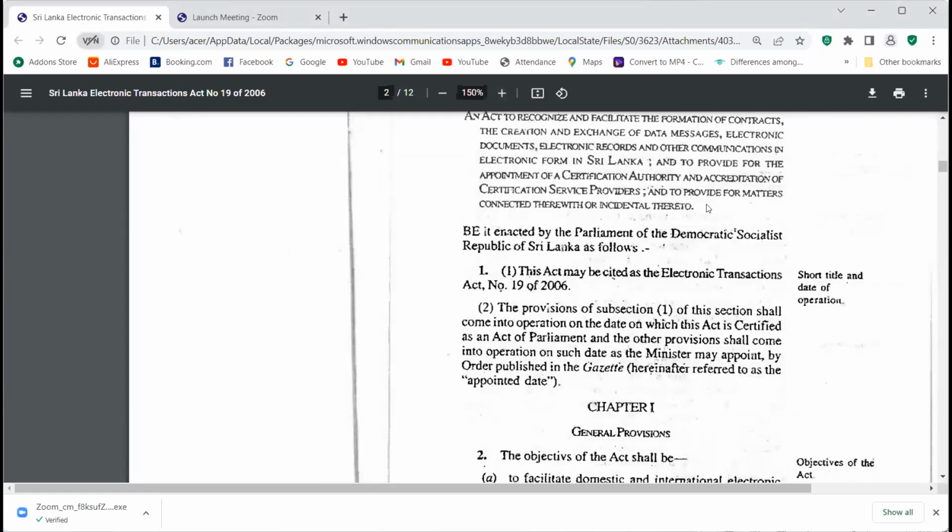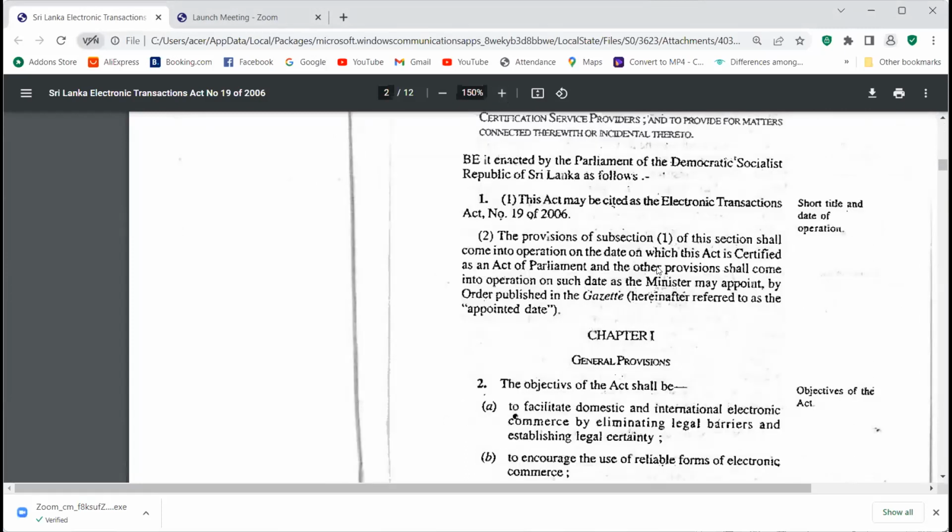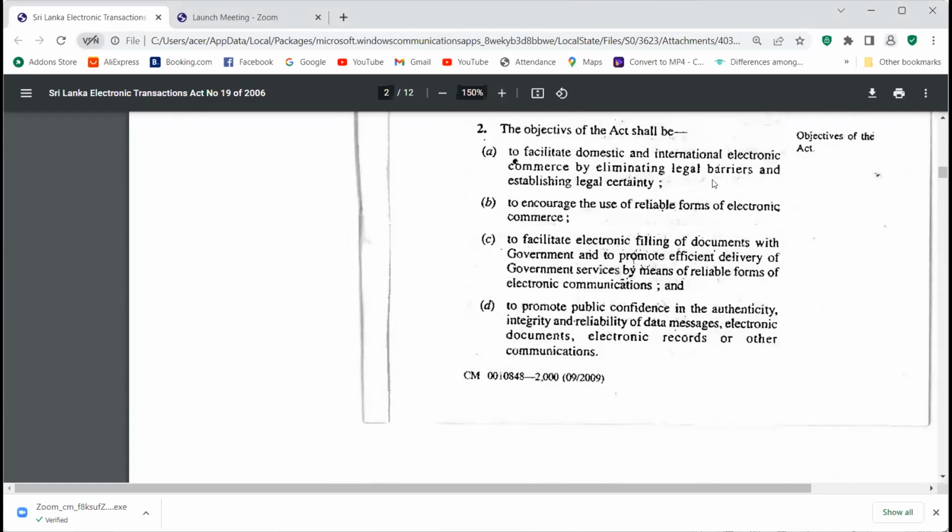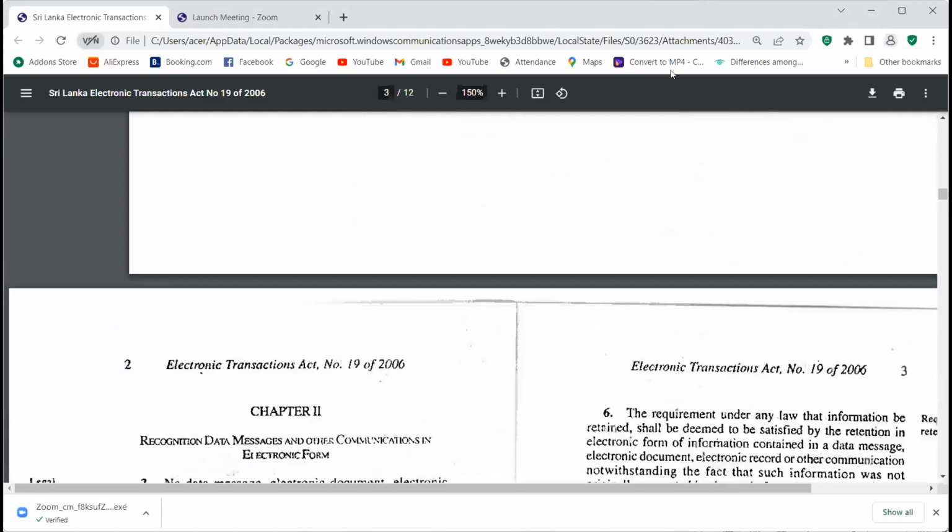This act may be cited as the Electronic Transaction Act, and the objective of the act is to facilitate domestic and international electronic commerce, encourage the use of reliable forms of electronic commerce, facilitate electronic filing of documents with government, and promote efficient delivery of government services by means of reliable forms of electronic communication. And so many things are there. You can just go through it, because being familiar with that is also very important to you.